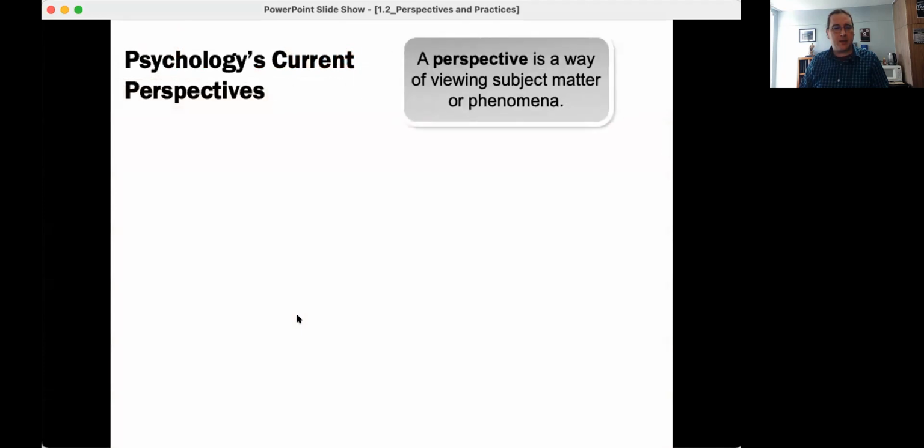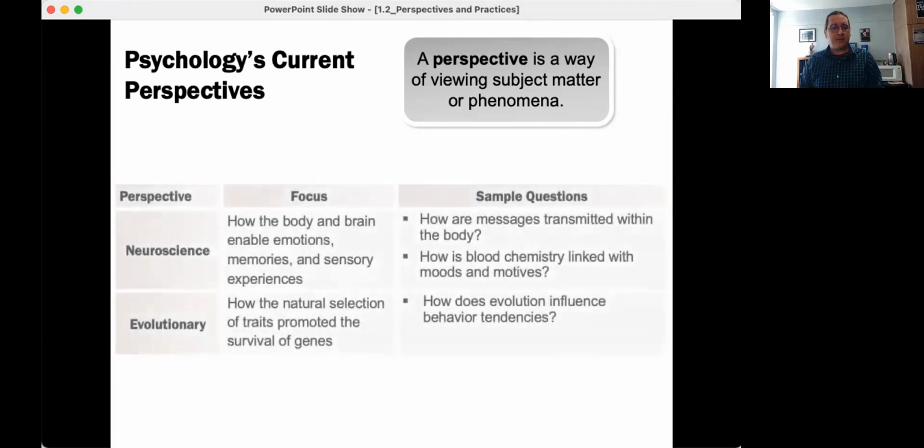Let's look at psychology's current perspectives. When I say perspective, this is a question that I asked in the beginning of class: what different perspectives contradict each other? A perspective is just a way to look at psychology, okay? Either from a phenomenological perspective or just as far as an educated opinion. And we have several of them, okay?